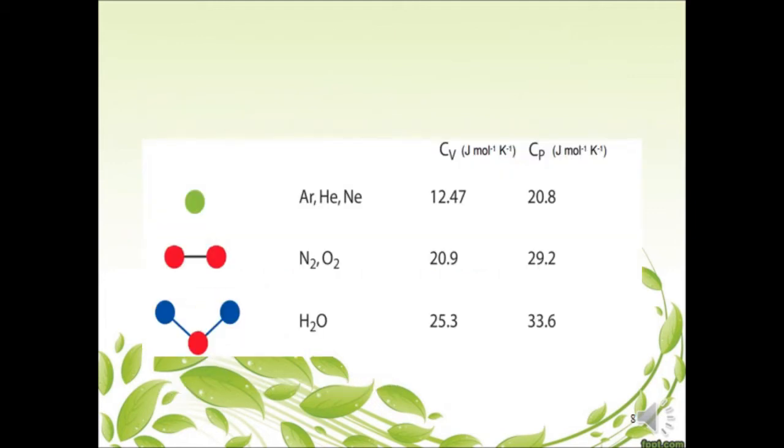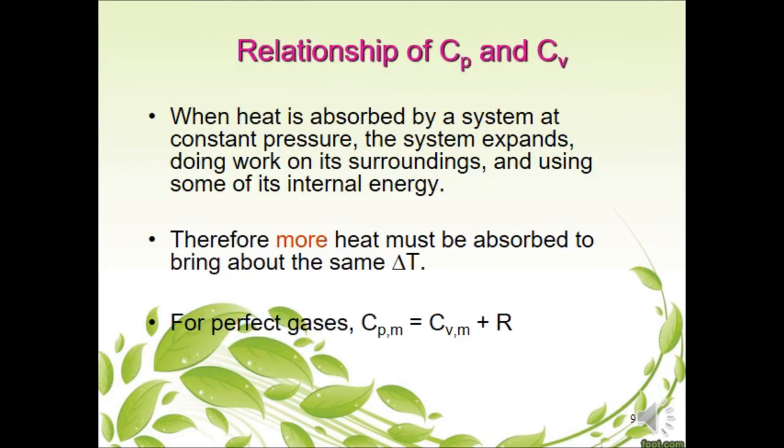So if you see the comparison between Cp and Cv here, Cp is higher than Cv for argon gas, helium, neon. For nitrogen, oxygen also the same case. For a molecule like H2O also the same case. So this is how we relate Cp and Cv. Cp is larger than Cv. So Cv plus R, the ideal gas constant, will give you the same value as Cp.